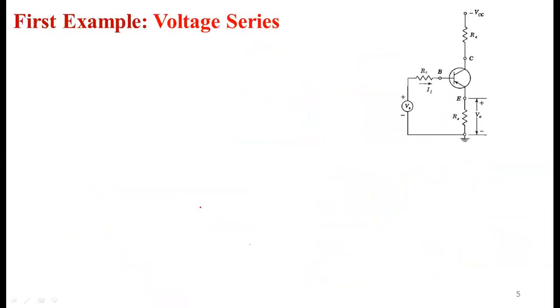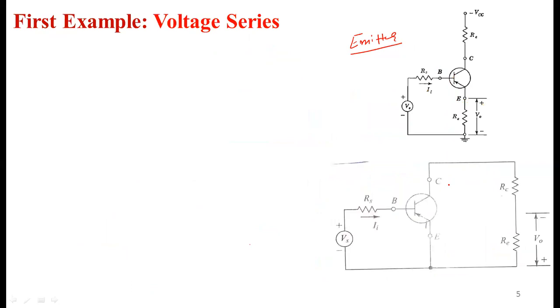So the first example is this one. As we discussed in our earlier sessions, for the identification of the circuit and drawing its equivalent circuit, we know that its equivalent circuit is this. This is the equivalent circuit of the given circuit, that is the voltage series circuit. Now we have to draw the simplified hybrid model for this circuit.